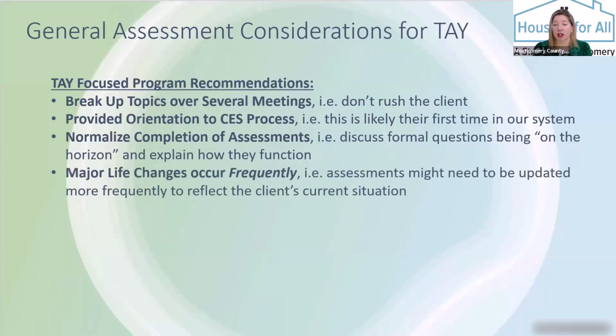So again, major life changes are going to happen frequently. Assessments might need to be updated more frequently to reflect the client's current situation. That's fine if you're updating something more frequently. You just need to make sure in HMIS you're clearly documenting your reason for, hey, there's been a life change in this person's unique situation, so I need to do another TAY VI-SPDAT, or I'm updating the acuity scale to reflect this change.